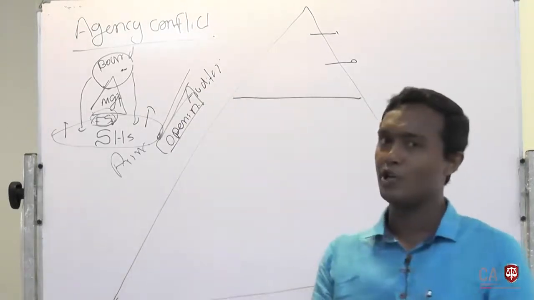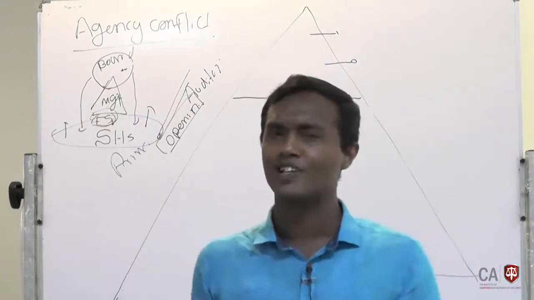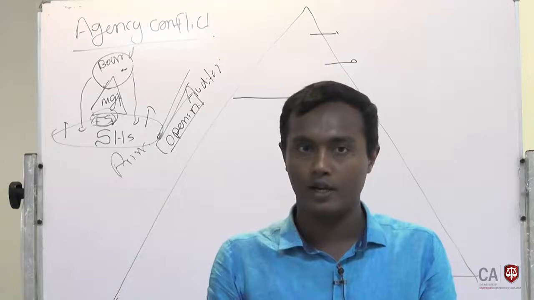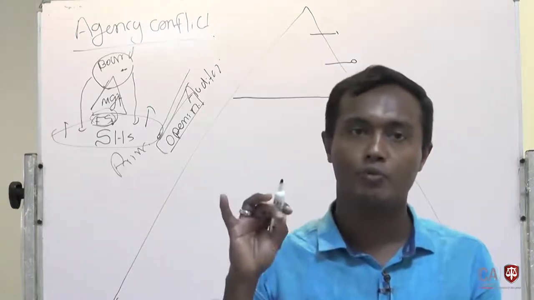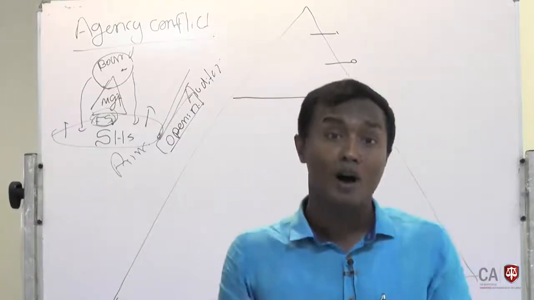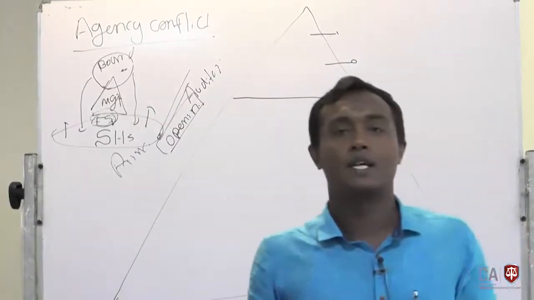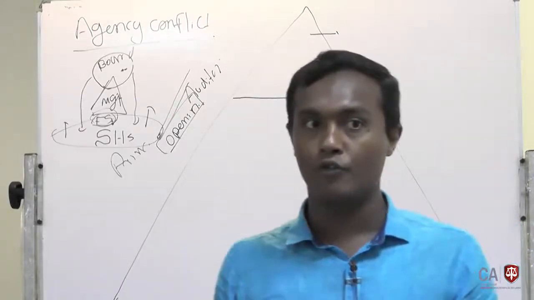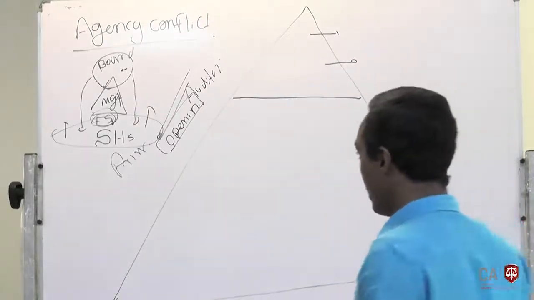So now let me summarize the point that you learned. It is an additional point which I didn't plan, but now you learned. Agency conflict is where the agent, which is the board and management, is going to misuse shareholders' funds and probably misstate financial statements. So therefore, there is agency conflict, right?